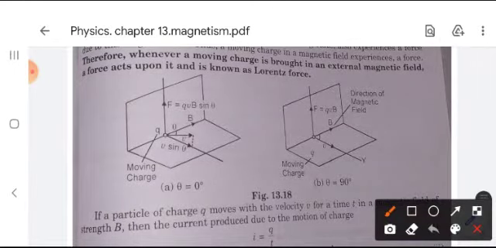When any charged particle moves in an external magnetic field with velocity v and makes an angle theta with the magnetic field, B is the magnetic field, v is the velocity of the charged particle, q is the charge, theta is the angle between the direction of the charged particle's motion and the magnetic field intensity, and F is the magnetic force, which can be determined by Fleming's left hand rule.